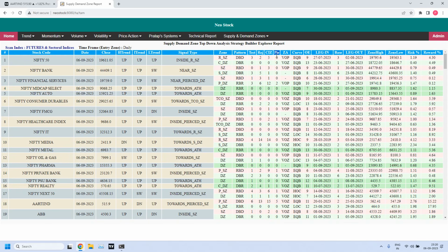So that way these pierced zones will be helpful to you from our NeoStock's supply demand zone strategy builder explorer report.